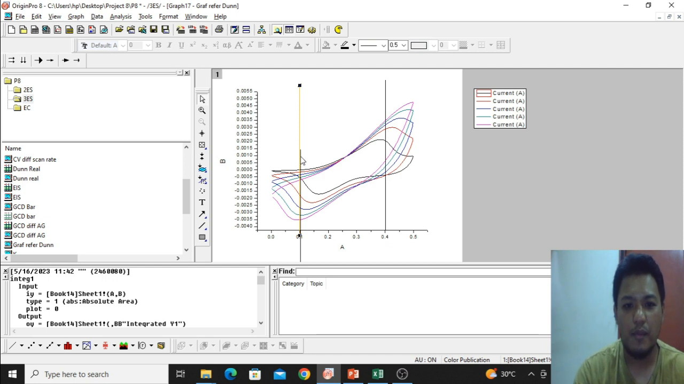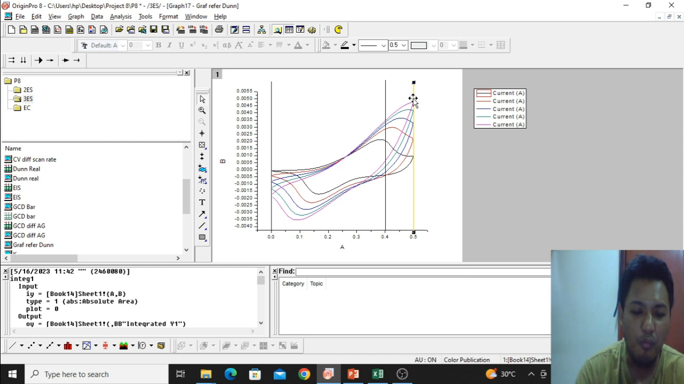Okay, what I mean by each potential: if your scan range is 0 to 0.5, you need to start reading from 0, and you need to end your read at 0.5. During the interval, you can read at 0.05 intervals, or if you want to be most accurate, you can read at 0.01 volt intervals. What I mean is like this.